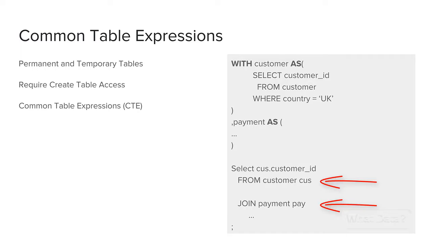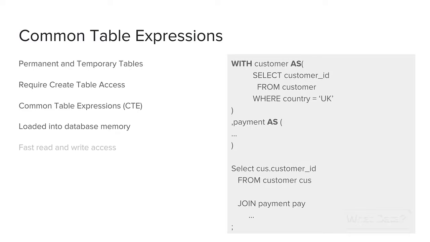The main benefit of using such common table expressions is that data is loaded directly into a database memory, making them very fast for read and write access, as data is not recorded directly to a database's hard disks. A drawback of using common table expressions is that we cannot define indexes, and the SQL engine will be left to interpret our data.